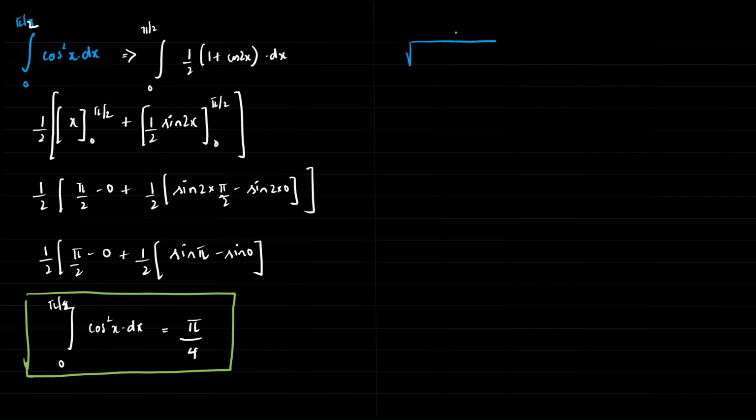Square root of 1 plus sine x with respect to dx, and we have to integrate this from 0 to pi over 2. Again, I'll be using the half angle or the double angle formula. I can express it as the integral from 0 to pi over 2, with the square root as it is.